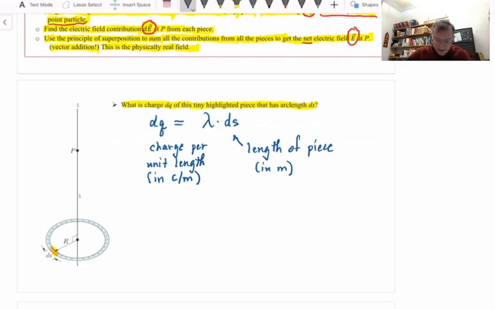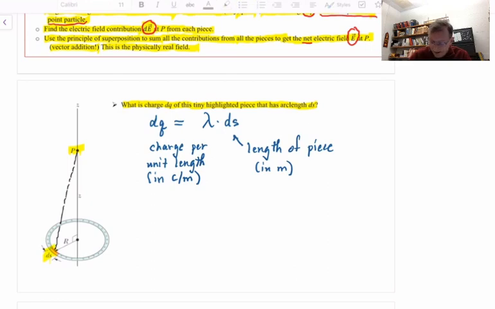Now my question is, I'll draw a little bit of the picture here. What's the contribution to the electric field at that point P up there from just this little piece? I'm going to draw a little straight line, a little dotted line, from that highlighted piece to point P to help me visualize. What's the electric field at point P from that little highlighted piece, ds? That's the next question. Again, it's going to be a symbolic expression, no numbers.